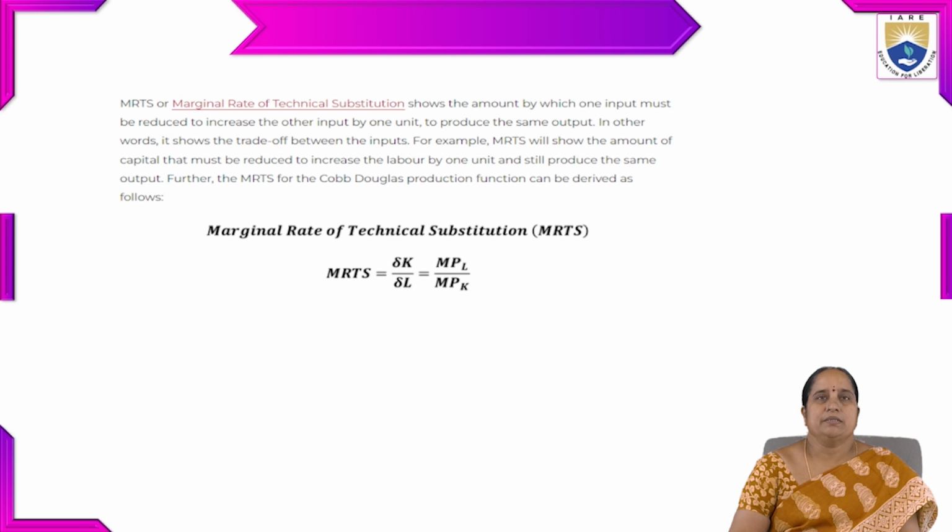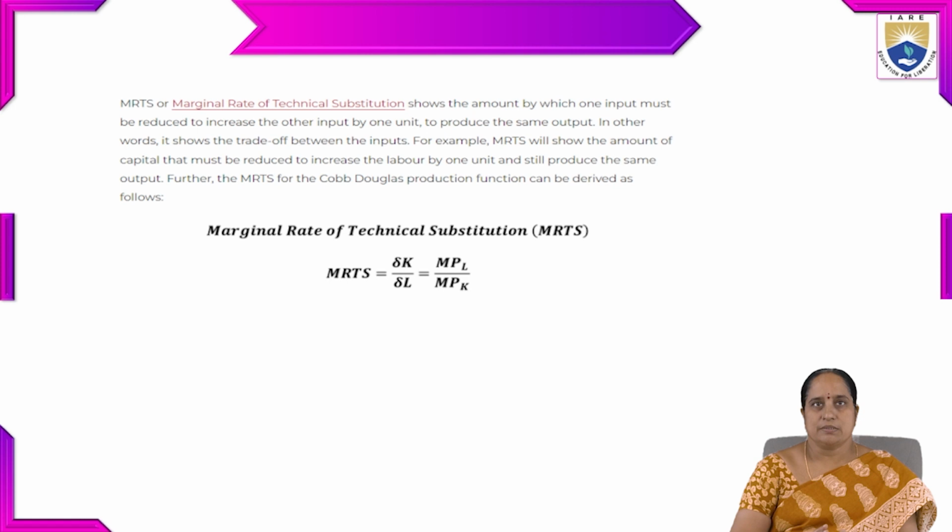The next is MRTS, which is also known as marginal rate of technical substitution. It means that technically we can substitute one factor with another. So as we are going to talk about two factors, one is capital, another one is labor.